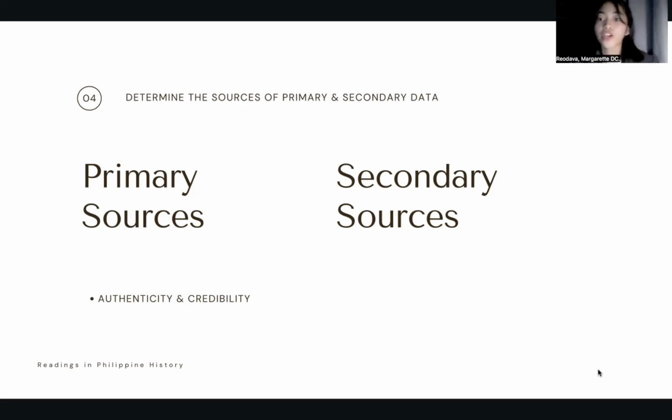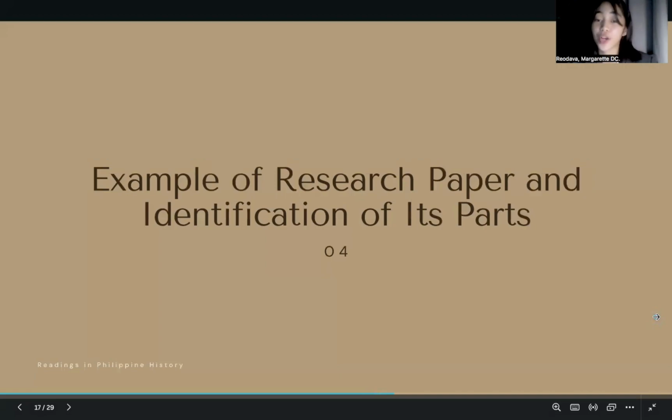And now we have here Mr. Agpalo to further give us examples of historical paper.